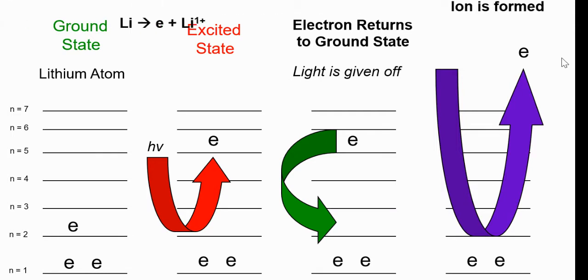So in this case, the lithium atom lost an electron and has now formed a cation. Okay? That electron is not going back to that atom. It's been completely removed. Now that's a little bit different than an excited state. In an excited state, the electron just moves from one level up to a higher level, but it stays on the atom.